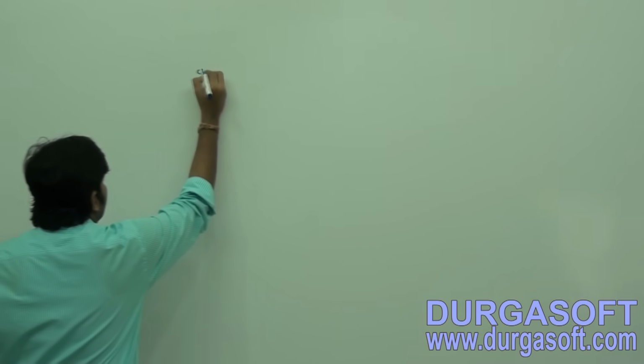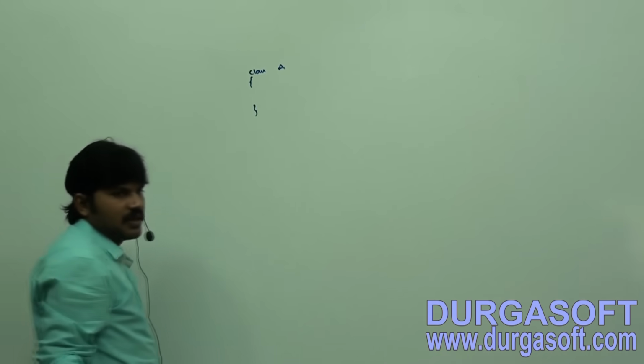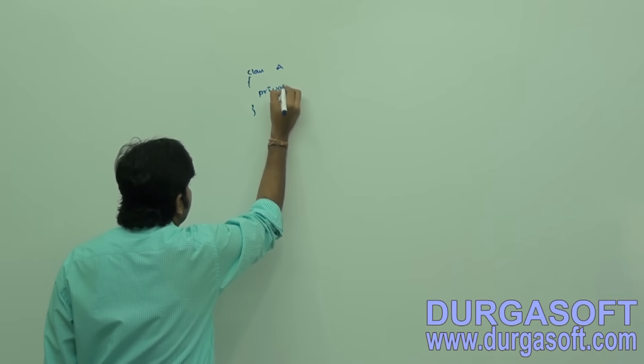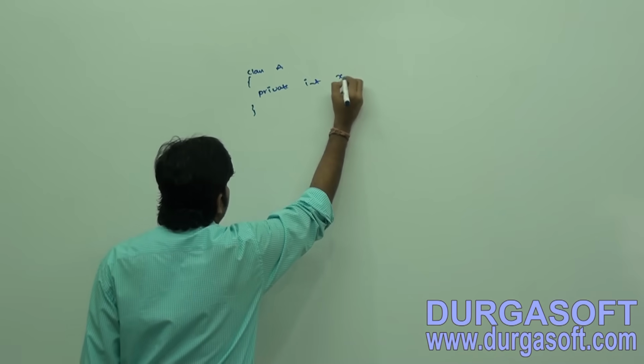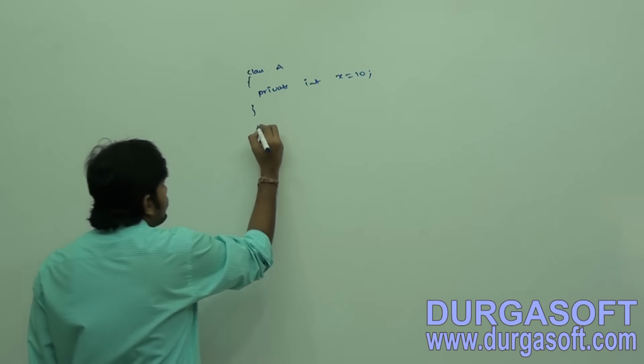Okay, here just observe. I am taking class A. This class A contains private int x = 10.